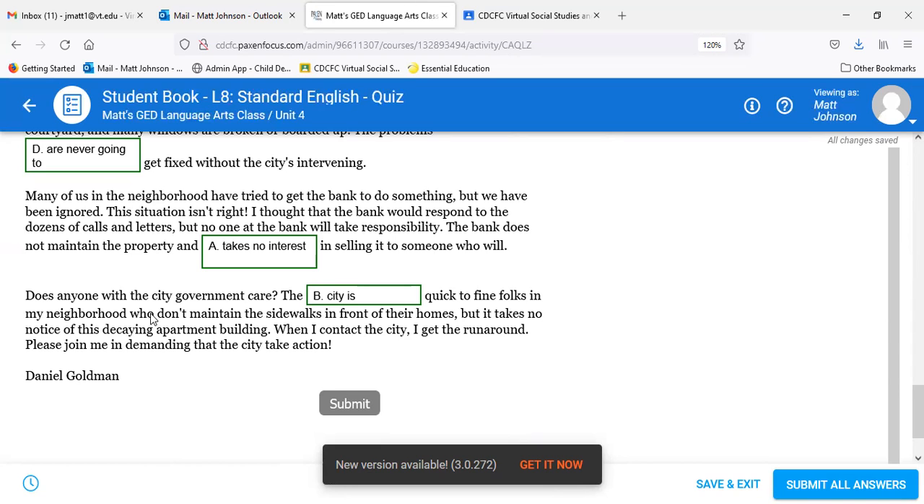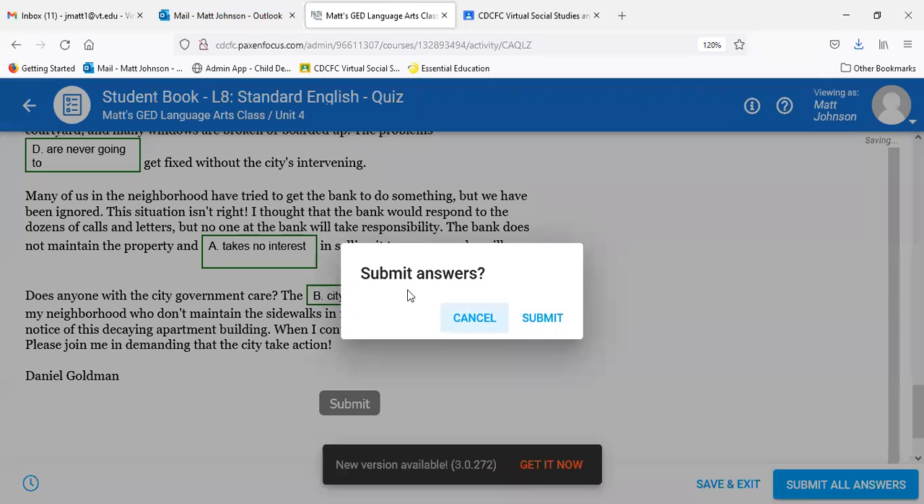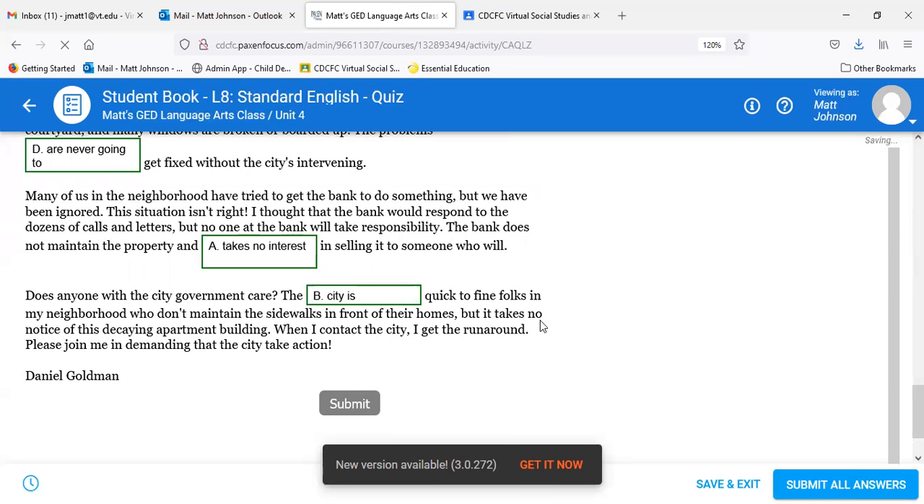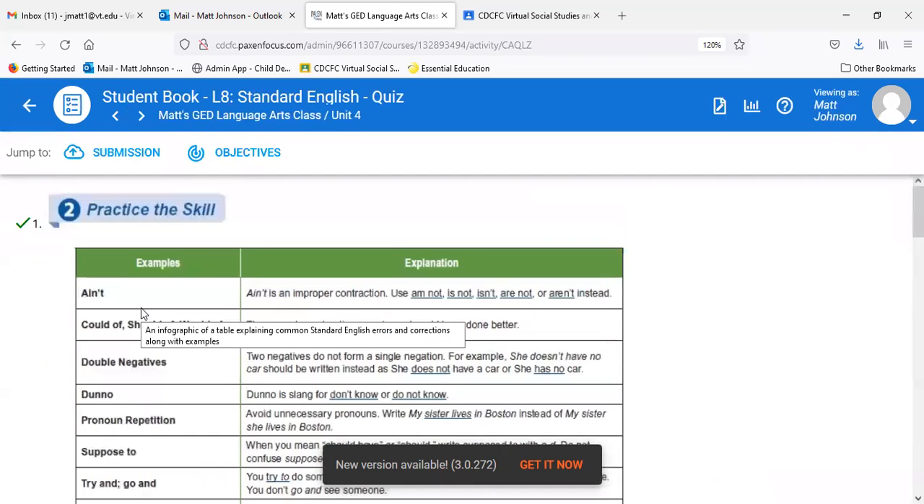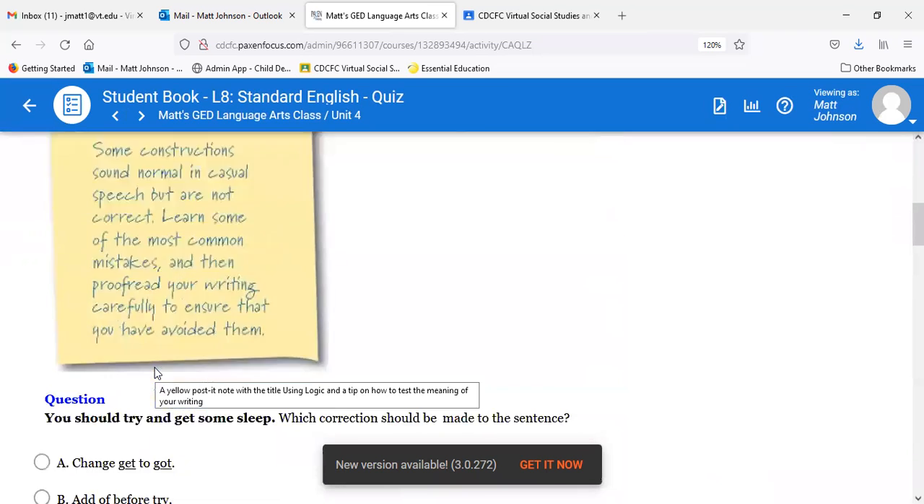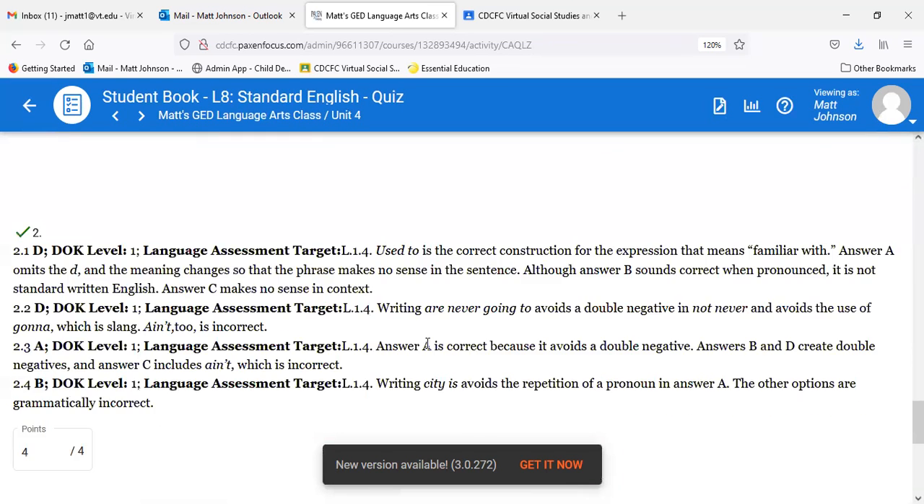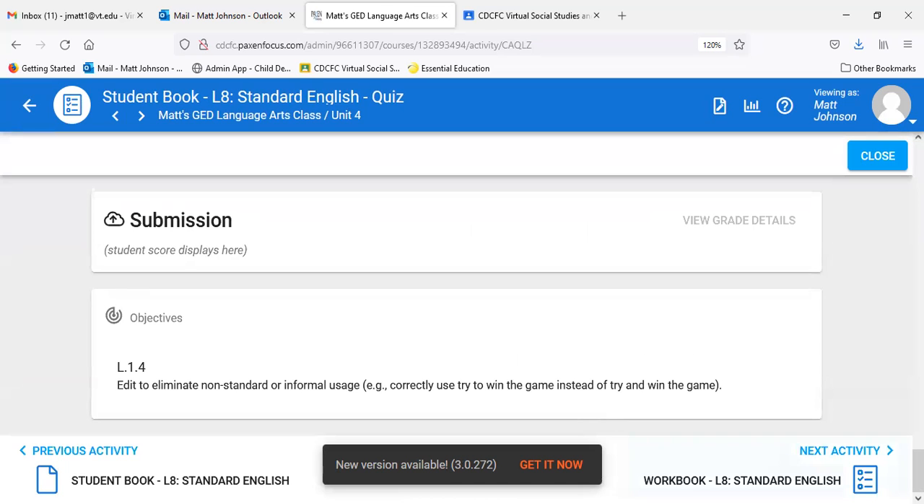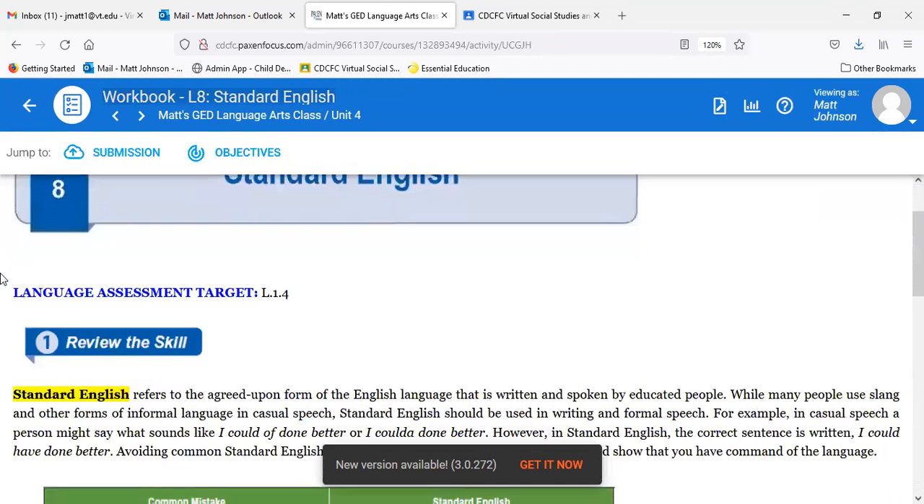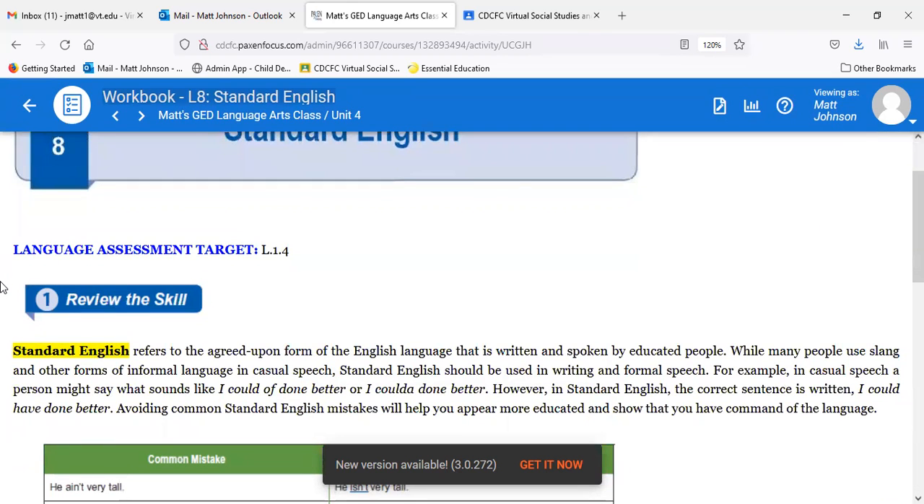And then city is, right? So we avoided unnecessary pronouns there by adding the city. It is quick to find folks. Just city is. Okay. A lot of this is just, sometimes, slowing down, thinking about the phrase, separating the words, and then making sure, again, is there too many words here?